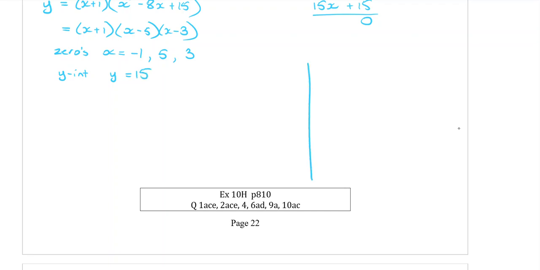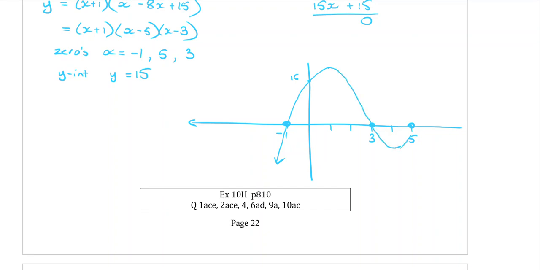Let's graph this. So we need x equals minus 1, 3, and 5. So we need to label those x-intercepts. Our y-intercept is at positive 15, so my graph is going to come down through the 15, so that point there will be 15. Doesn't mean that that's the highest point. The highest point is always between the intercepts. Then it's going to bend down through the 3 and then back up through the 5, and that's what the graph looks like.